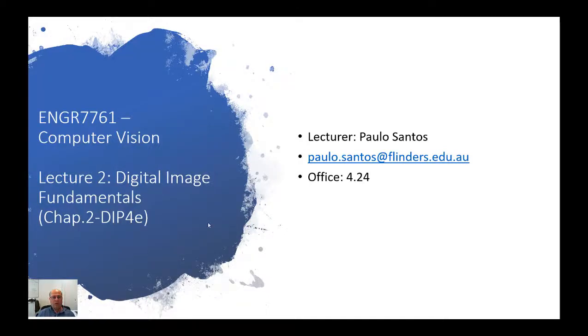Hello everybody, welcome to lecture 2 of our computer vision topic. We're going to be talking about chapter 2 of our book Digital Image Processing by Gonzalez and Woods.